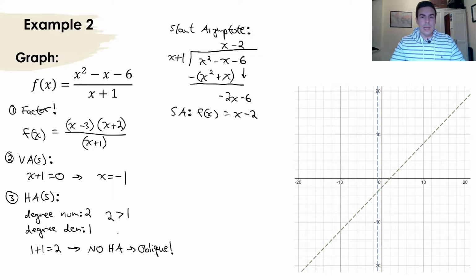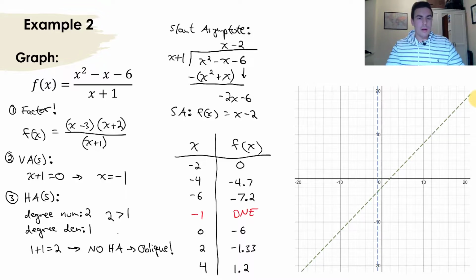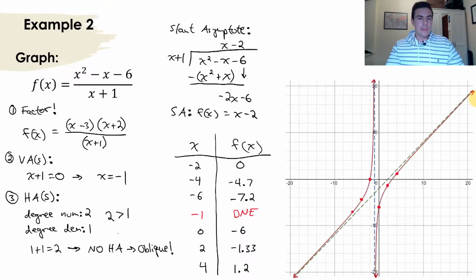ahead and write out our asymptotes, okay, we've got x equals -1 here, and we've got f of x equal to x minus 2 here. Okay, and then we can build our table, go ahead and plug in our x values, and we can find our f of x values, and this gives us our coordinate points, we can plug those in, and we get a curve that looks like this.